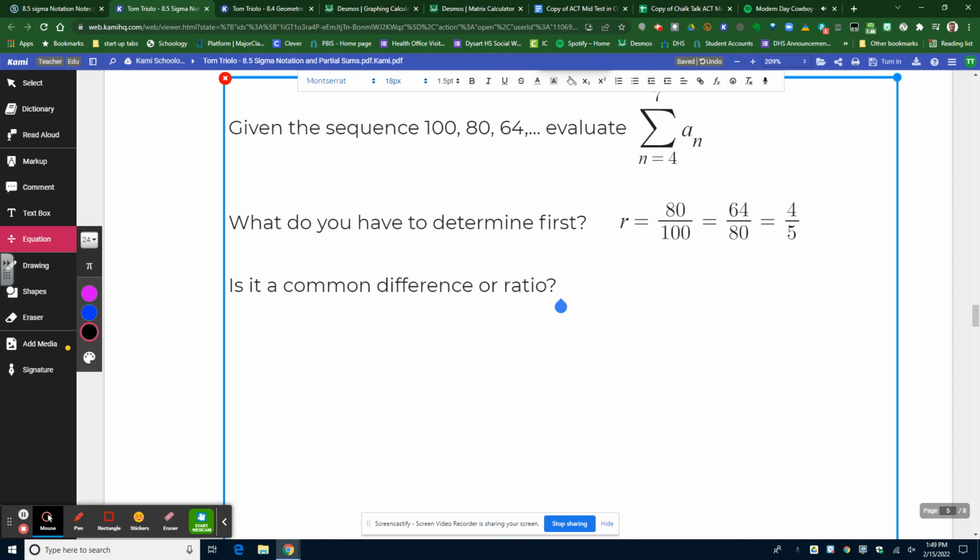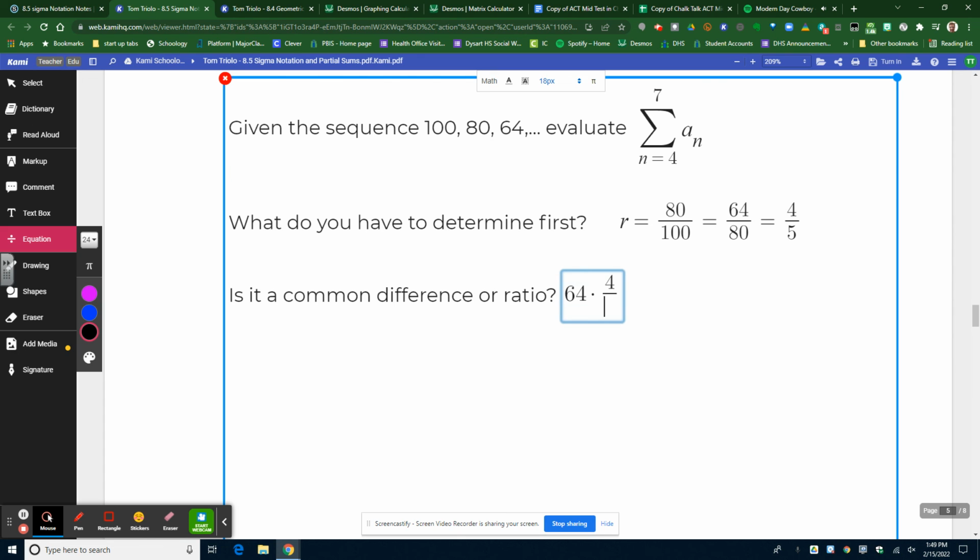Okay, now this one you can still do by hand. I would not use the formula because, again, I only need 4 terms, but this one's going to take a little bit more work to write. So 64, let's use the equation editor because we're going to want to do this. Calculate this in Desmos. 64 times 4/5. That is my 4th term.